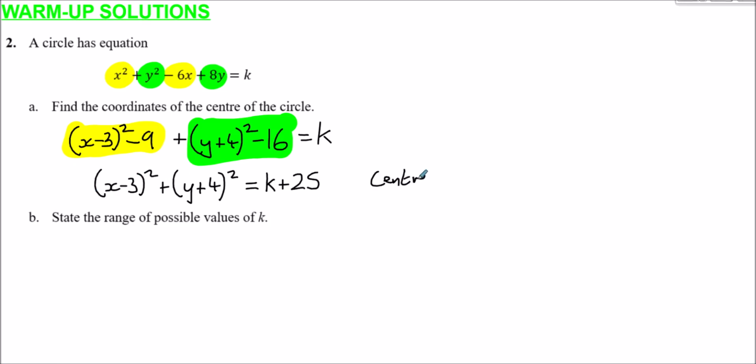So the centre of the circle is, we switch the sign, so the minus 3 is positive 3, and because the y bracket has a plus 4, that tells us the centre of the circle's y coordinate will be minus 4. So the centre of the circle is (3, −4).